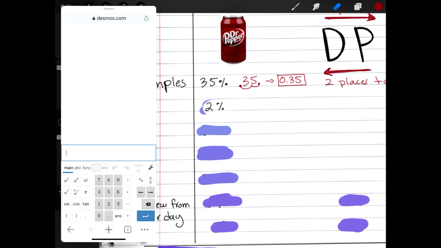Okay. Let's look at 2%. We have 2, and then our decimal is here, right? Let's move it 2 times. So 1, 2. And so now our decimal for 2% is 0.02.